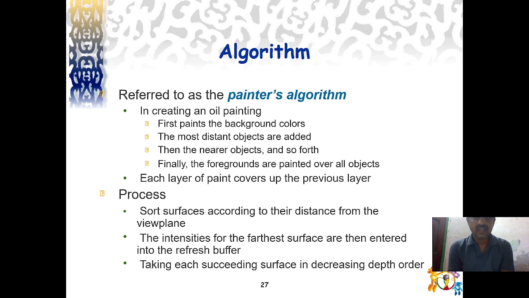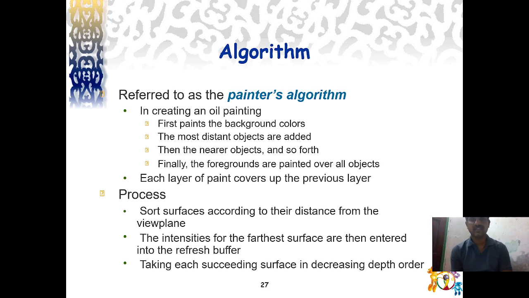That is, in creating an oil painting, first we paint the background colors. Next, the most distant objects are added, then the nearer objects, and so forth. Finally, the foreground is painted over all the objects. So whenever we create a painting, first we define the background color, next the objects that are added, then the nearer objects, and so forth, and finally the foreground is painted over all the objects. Simple examples are mountain scenery or photo frames.